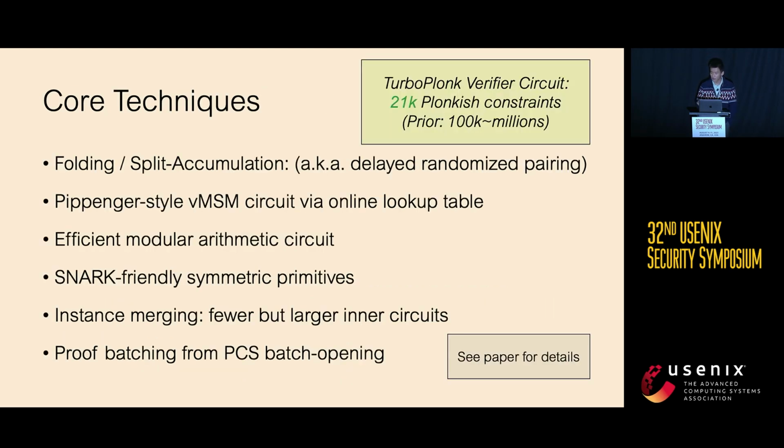To sum up, we have proposed a couple of optimization techniques that accumulate and end up with a pretty efficient TurboPlonk verifier circuit, which only costs about 21K Plonkish constraints. I think this is an order of magnitude better than the state of the art at the time of writing.